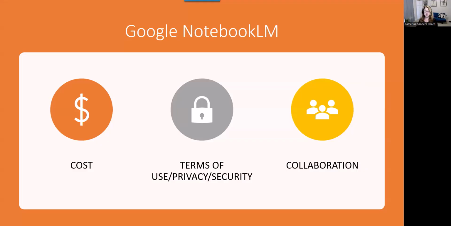So we're going to start with looking at Google Notebook LM. This is a product that Google puts out. Google has a whole lot of products, as you're aware. They have free products, paid products. They have Google One, which is a subscription model. They have Google Workspace, which is a subscription model. It gets a little bit confusing.